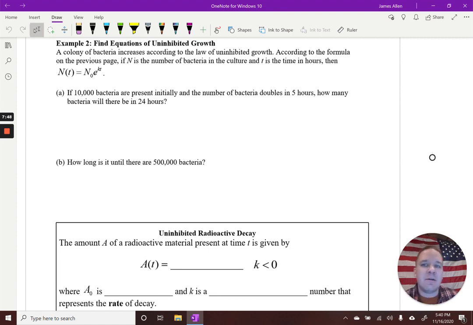All right. A colony of bacteria increases according to the law of uninhibited growth. That's a fun word to say, uninhibited. Your math skills are going to be uninhibited, I'll tell you what. According to the formula on the previous page, if N is the number of bacteria in the culture and T is the time in hours, then N of T is equal to N naught e to the kT.